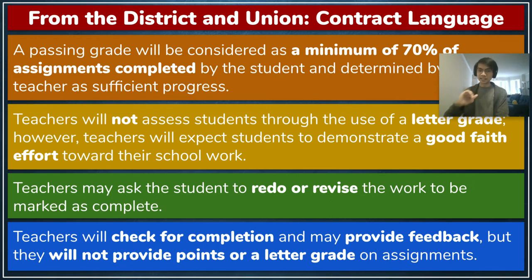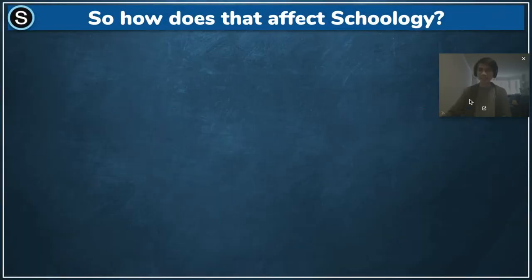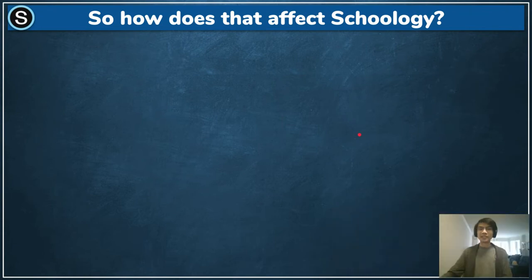And behind the scenes, your teachers will be keeping track of your progress, right? And your trajectory towards passing. And you should be able to do that too, right? You could tell, am I completing about 70% or ideally more of my assignments to a sufficient degree? So let's talk about what exactly sufficient means.